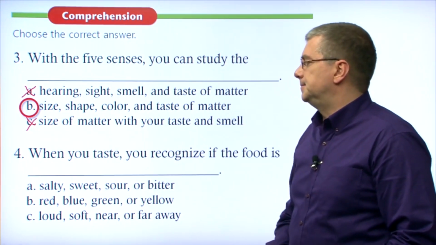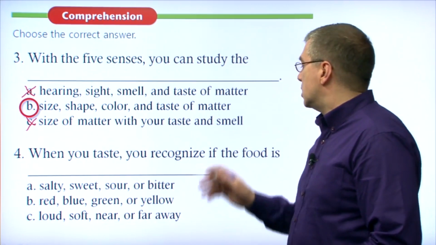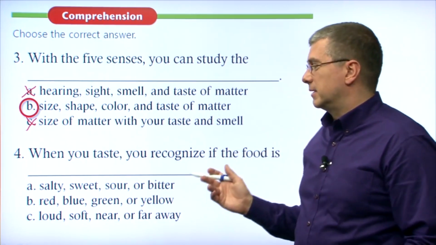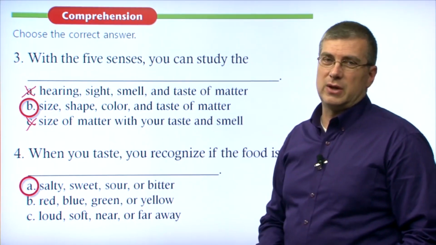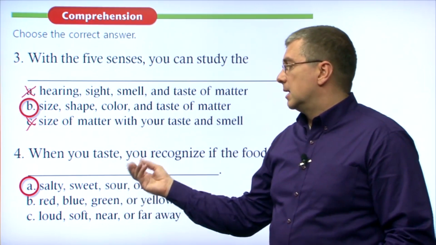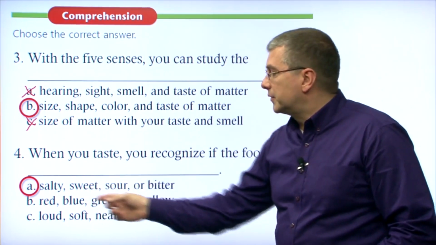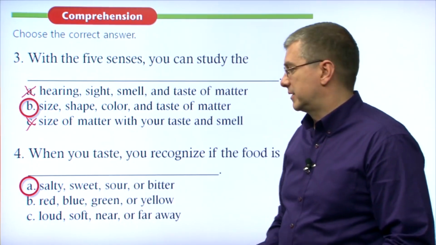Okay, number 4. When you taste something, you recognize if the food is what? Salty, sweet, sour, or bitter? Actually, that's the correct answer. We just talked about that a little while ago, right? So you can find out if the food is salty, if it's sweet, sour, bitter. These are all different types of tastes.